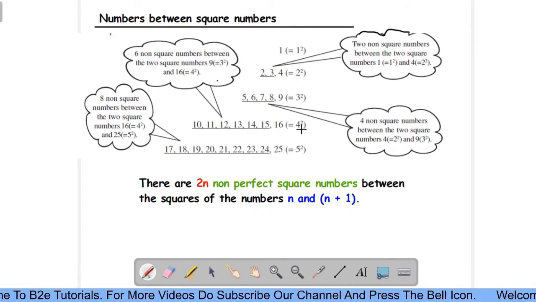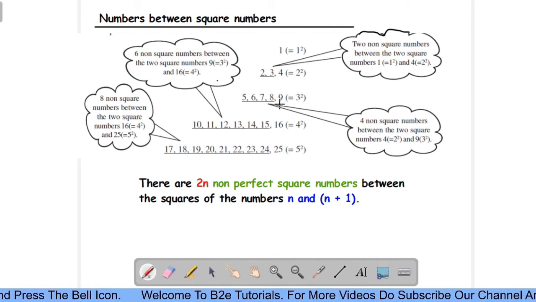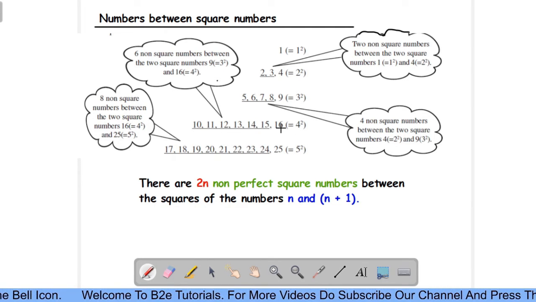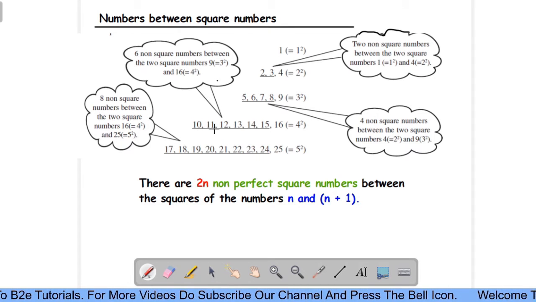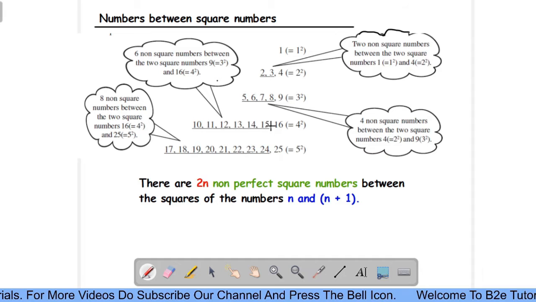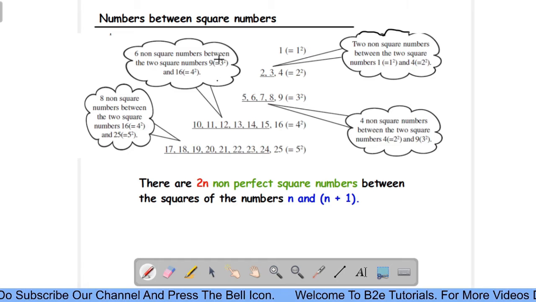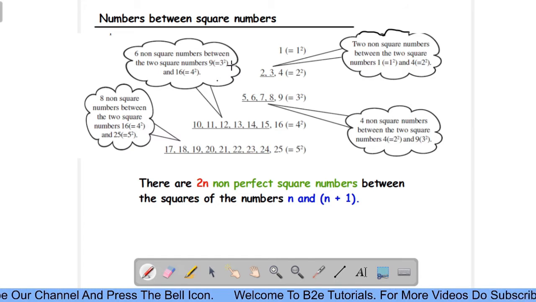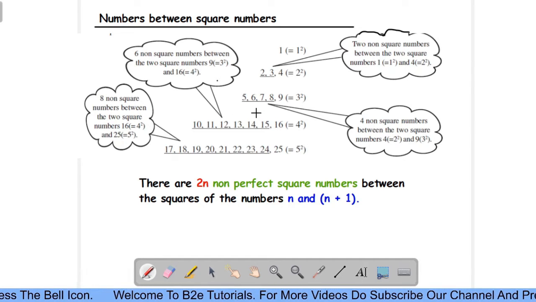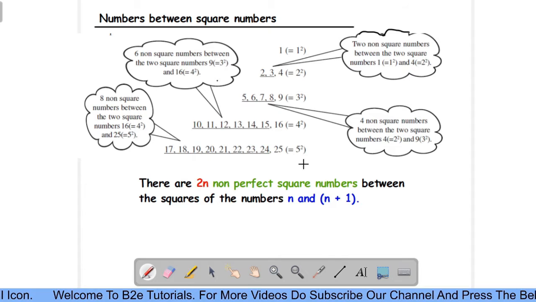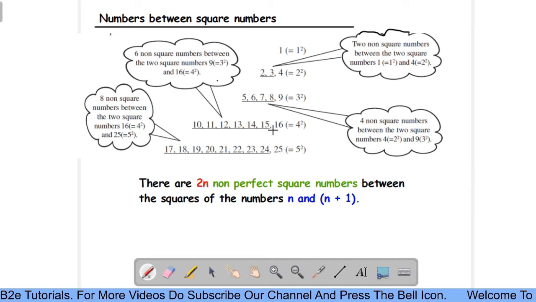Now come to square of 4. Square of 4 is 16. Square of 3 is 9 and square of 4 is 16. So between 9 and 16 there are six numbers, that is 10, 11, 12, 13, 14, 15. It means there are six non-square numbers between the two square numbers, 3 square, that is 9, and 4 square, that is 16. Now come to square of 5. 5 square is 25 and 4 square is 16.